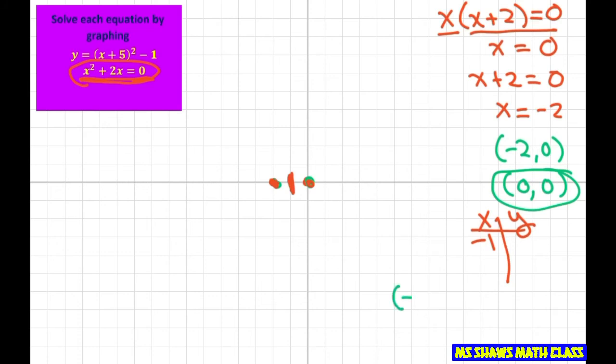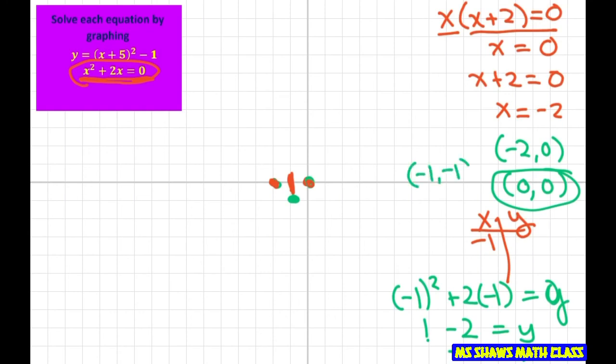So I have -1 squared plus 2 times -1 equals y. So it's going to be 1 minus 2 equals y. 1 minus 2 is -1 equals y. So this is going to be right there. So our vertex is at -1, comma, -1.